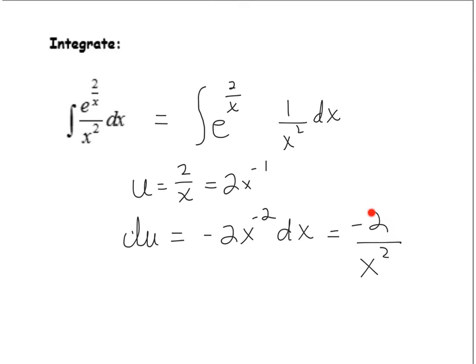You notice that I have a negative 2, but I have a 1, so that tells me that I need to add a negative 2 here and a negative 1/2 out here. So when I integrate, negative 1/2 e to the 2 over x, because I've satisfied the du, plus c.